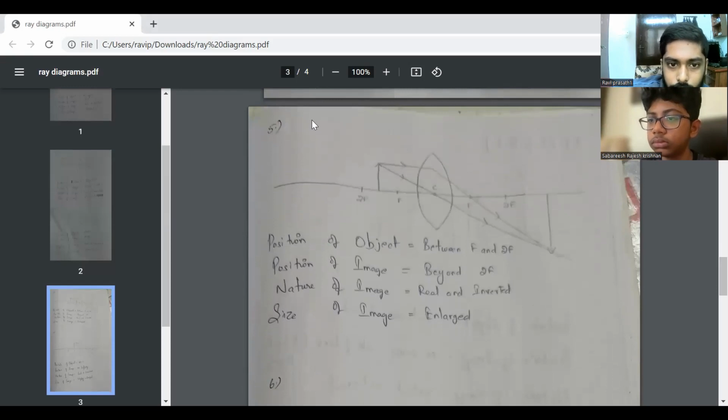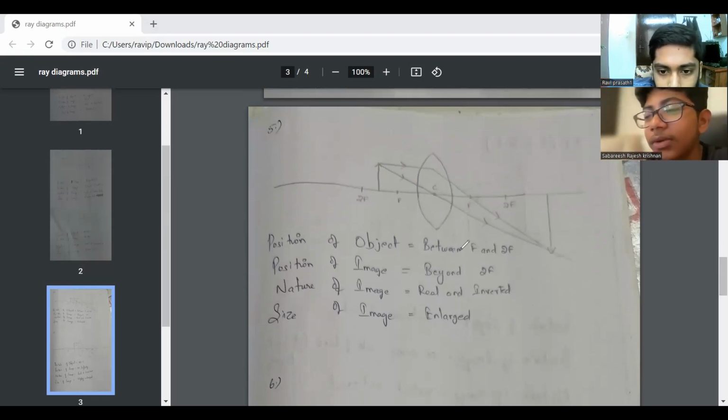Now here, what is the object position? It's between f and 2f. Yes, and the same law 1 and law 3 are being used. But if you use law 2 also, it will come. That doesn't matter. Clear?